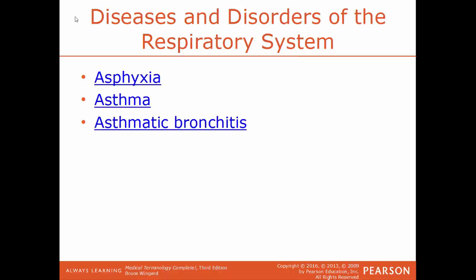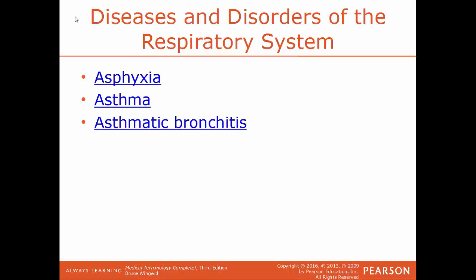Alright, now we'll talk about some particular diseases and disorders of the system. The first one, asphyxia. This is where the body is deprived of oxygen. So this is basically another term for suffocation. The next one, asthma. This is a common respiratory condition that will result in the spasms of the bronchi within the lungs, usually in response to some allergic reaction. So there's a difficulty in breathing because of the spasms of the smooth muscle of the bronchi. And that'll be related to our next term, asthmatic bronchitis. This is when a patient that already has asthma develops a very acute form of bronchitis.